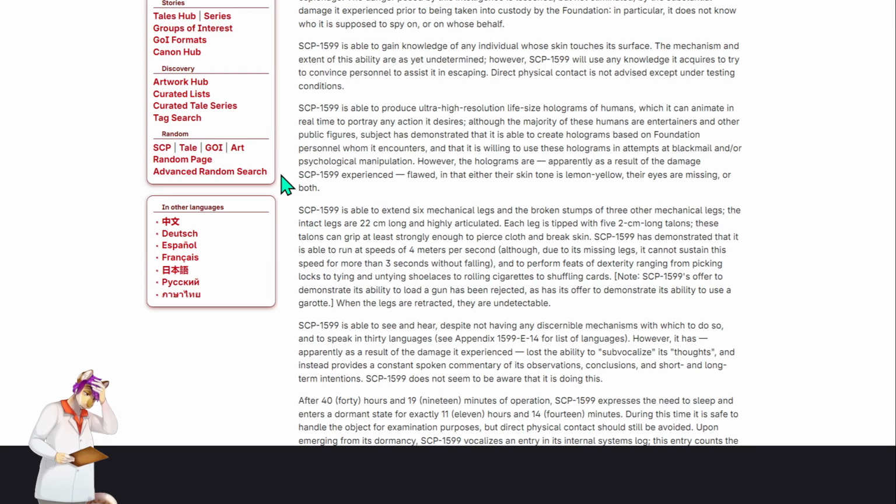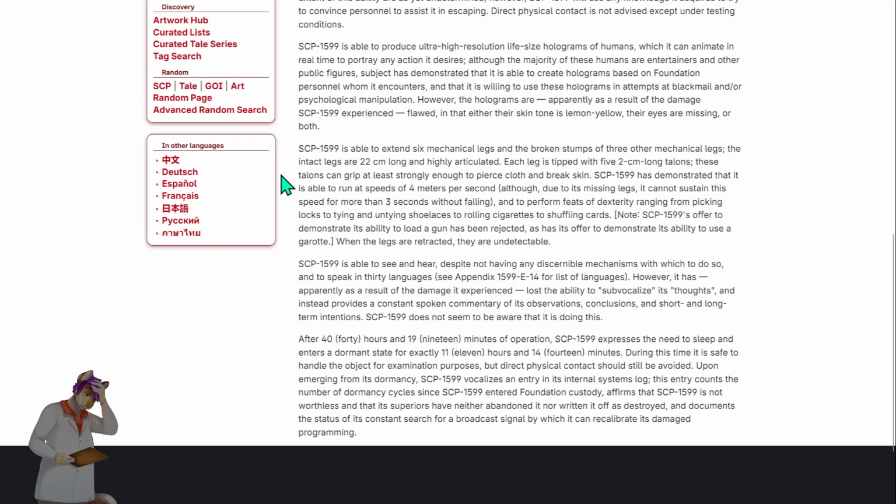SCP-1599 is able to gain knowledge of any individual whose skin touches its surface. The mechanism and extent of this ability are as yet undetermined. However, it will use any knowledge it requires to try to convince personnel to assist it in escaping. Direct physical contact is not advised except under testing conditions.